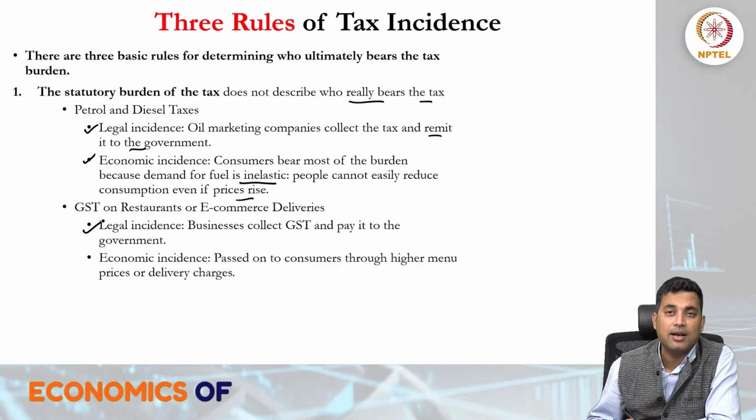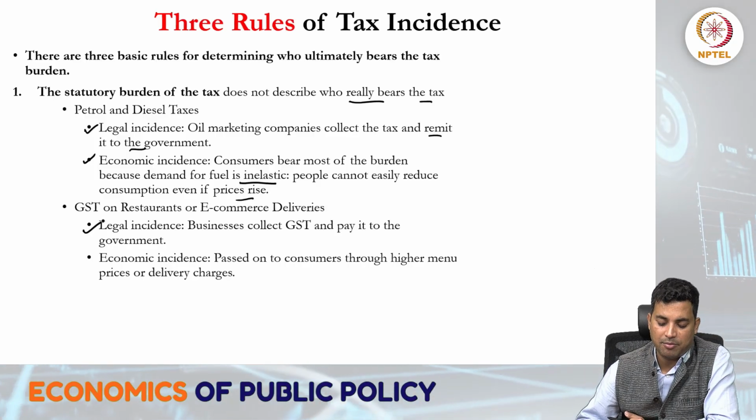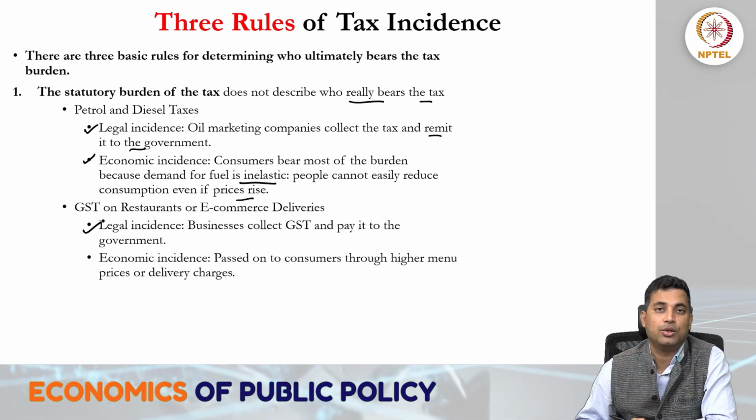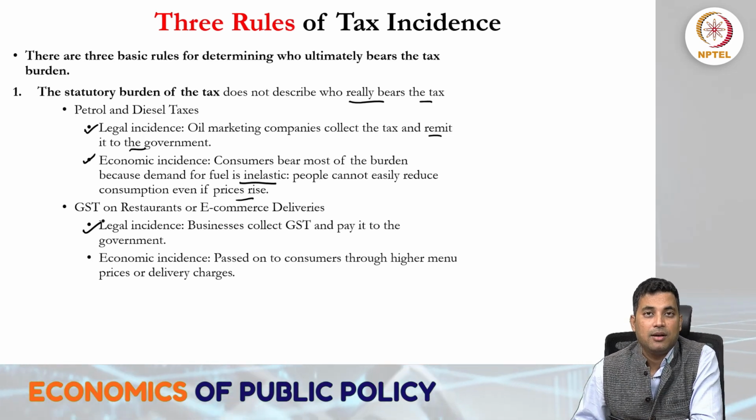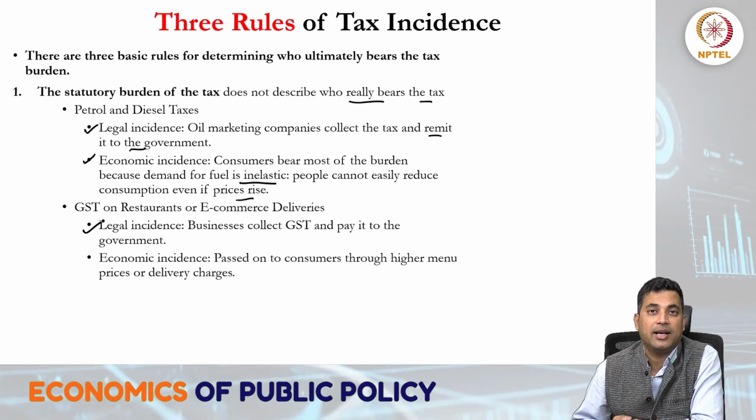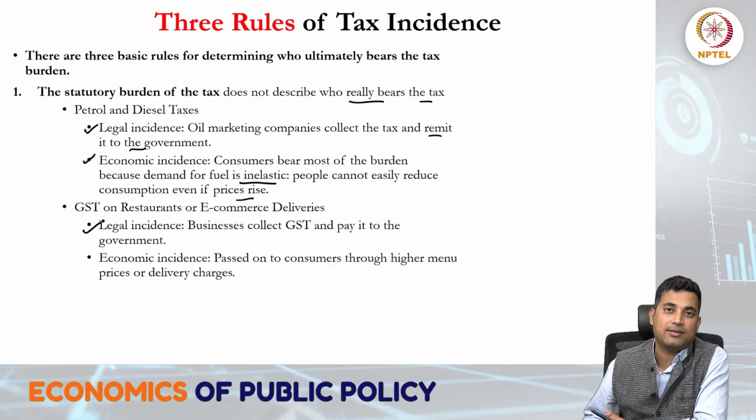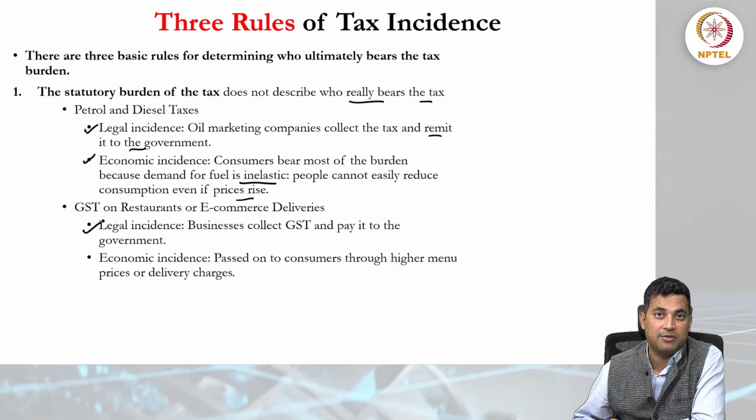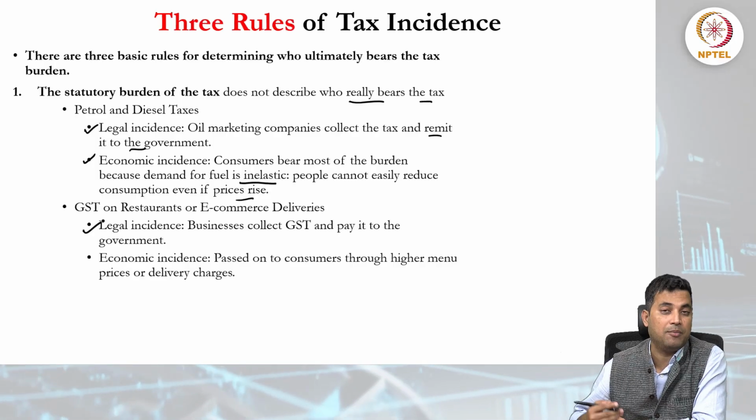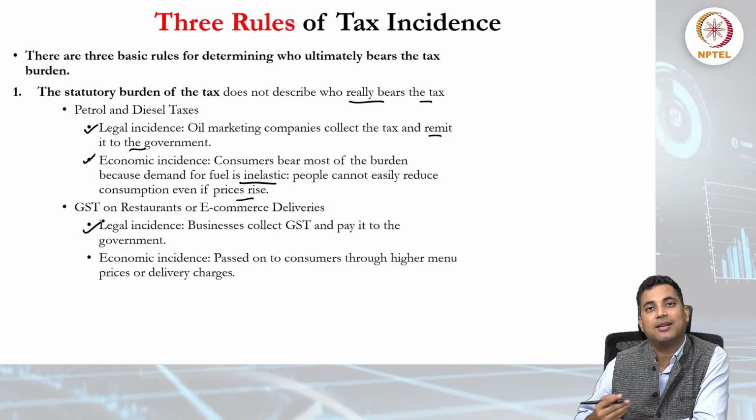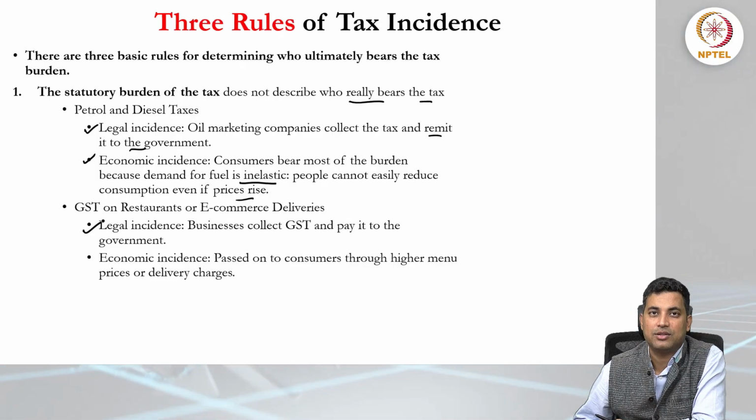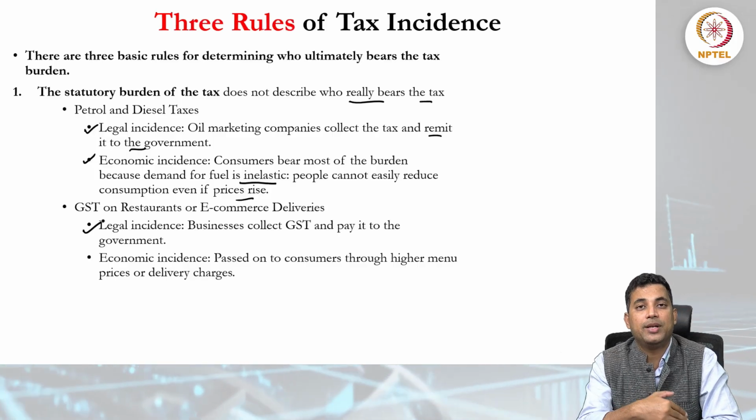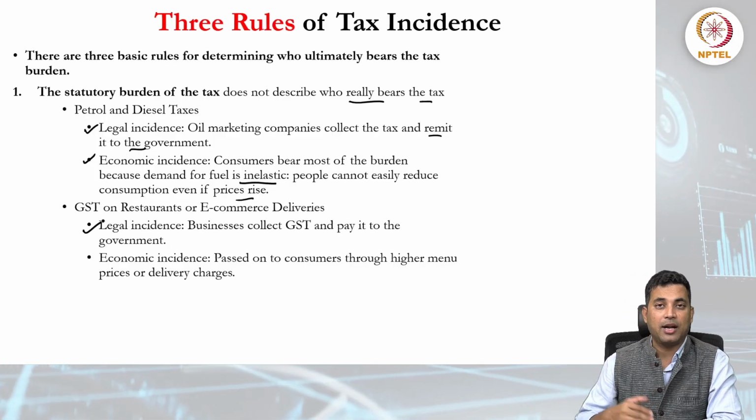One is legal incidence: businesses collect GST and pay it to the government. For instance, Ola and Uber drivers also pay the GST, and we as consumers who take the ride also pay the GST. That is how the company collects from the consumer, from us, and also from the drivers, and then they calculate and pay the taxes. So it is basically about who is actually bearing the burden and who is collecting.